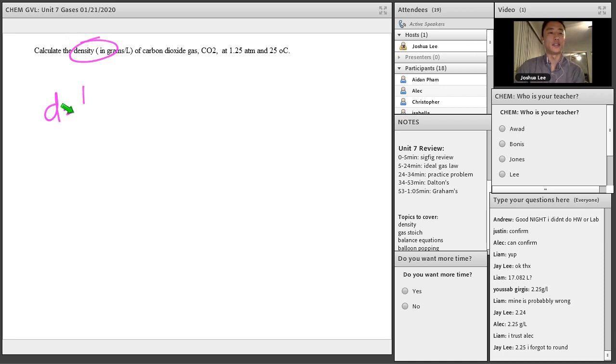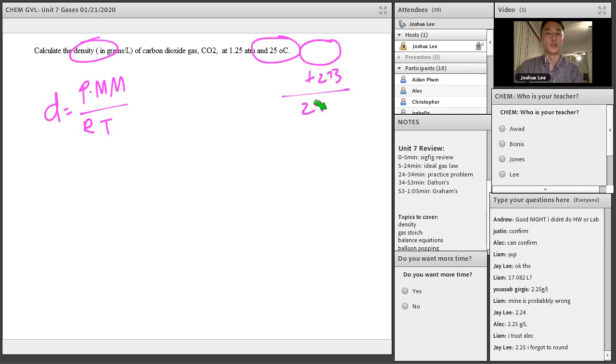All right. Keyword here is density. So density of a gas is pressure times molar mass over RT. The pressure is already in atmosphere, so that's good. But the temperature, we have to add 273, which is going to be 298 Kelvin. Then the molar mass of CO2 is 12.01 plus 16 plus 16, which is 44.01.